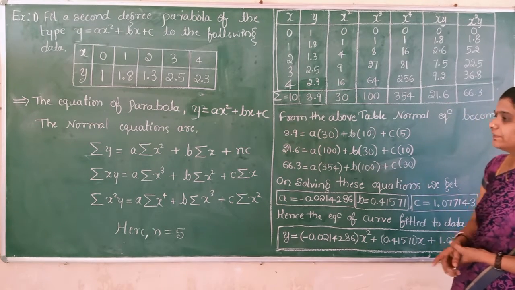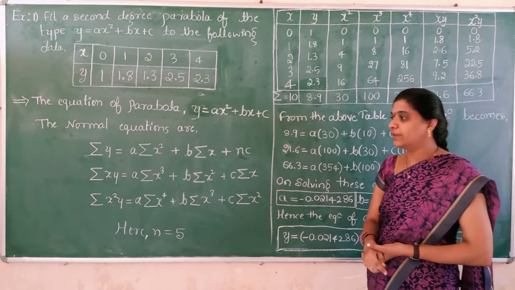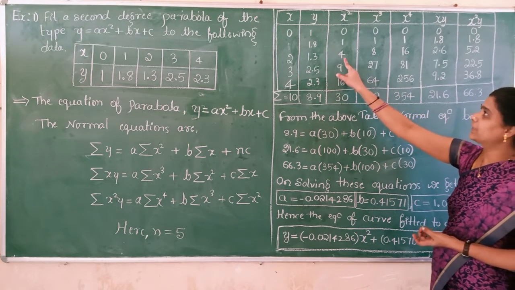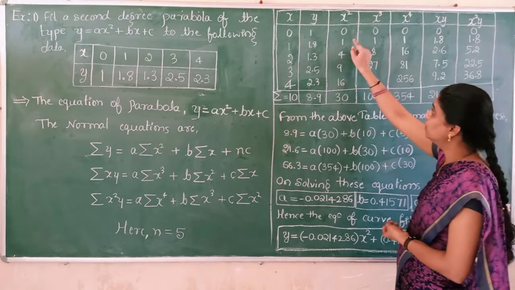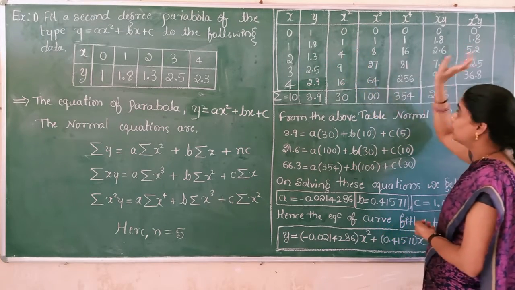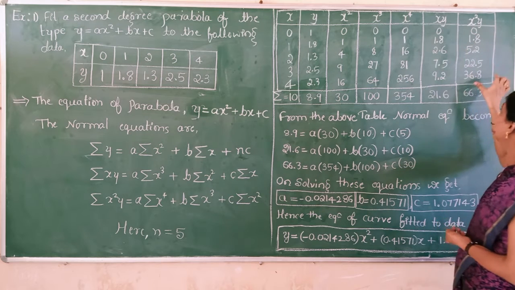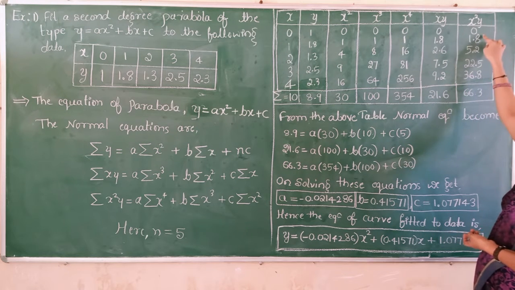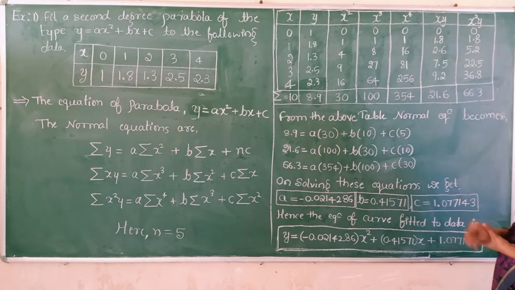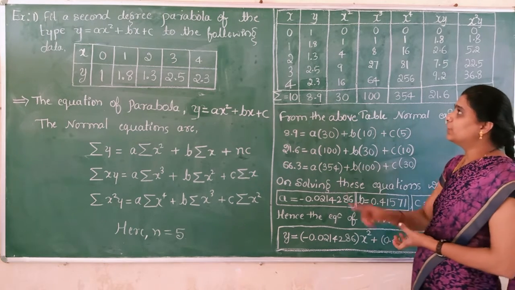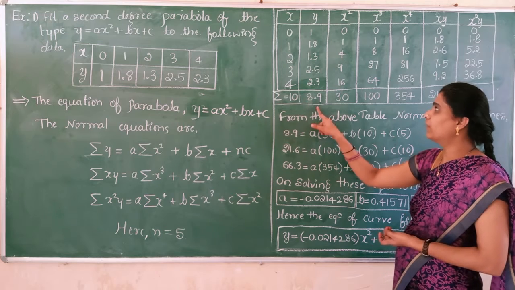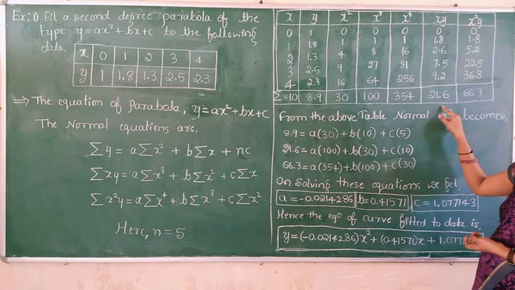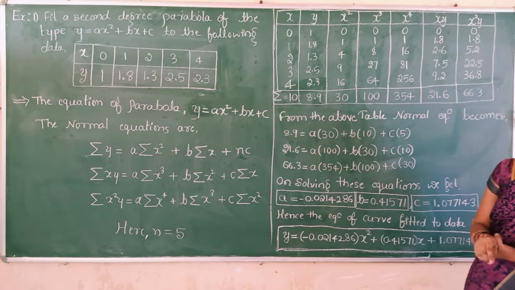Again we require the value for the third equation, that is x square y. So our x square is there, y is there, multiply x square into y, that is 0 into 1, 0, 1 into 1.8, 1.8. Similarly we will get the remaining values also. Again we add all these values, we get sum of x square y. Now we have the results: sum of x, sum of y, sum of x square, sum of x cube, sum of x to the power 4, sum of xy and sum of x square y.